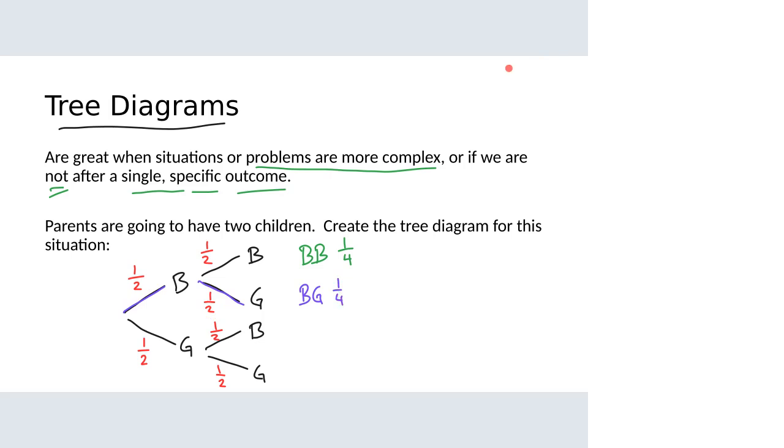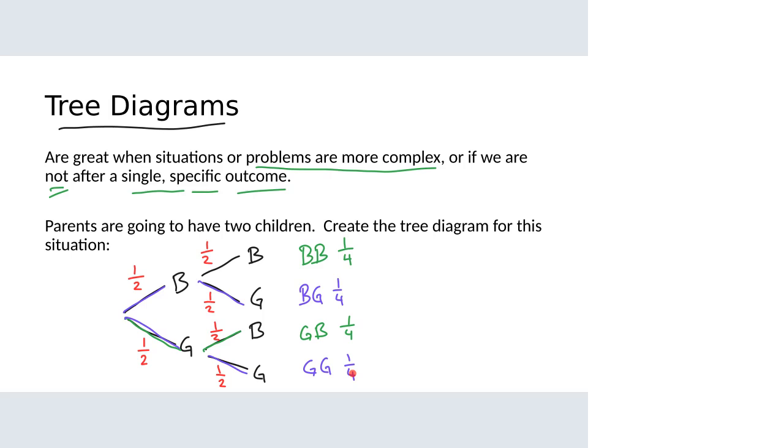Please let me know if you see anything that doesn't make sense or is confusing or you're not sure of. We could have girl followed by boy. Girl followed by boy. We multiply the probabilities along that path. 1/2 times 1/2 is 1/4. And then finally, we could have girl followed by girl. Girl followed by girl. Multiply the probabilities along that path. 1/2 times 1/2. That probability is 1/4.